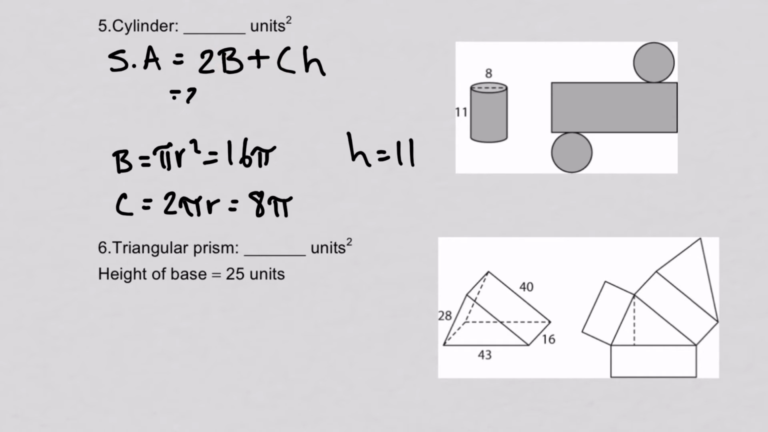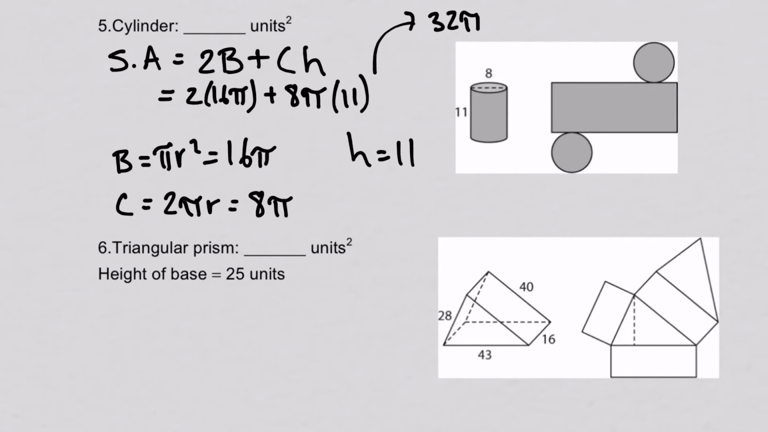So it'll be 2 times the area of the base, which is 16 pi, plus the circumference, which is 8 pi, times the height, which is 11. Okay, put those together. I'm going to continue up here so I can finish my work. That's going to be 32 pi. 2 times 16 pi is 32 pi. Plus 8 pi times 11, which is 88 pi. Add those together. Since they both have pi, you can put them together and you're going to get 120 pi.